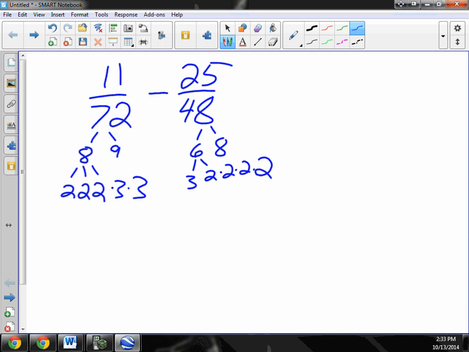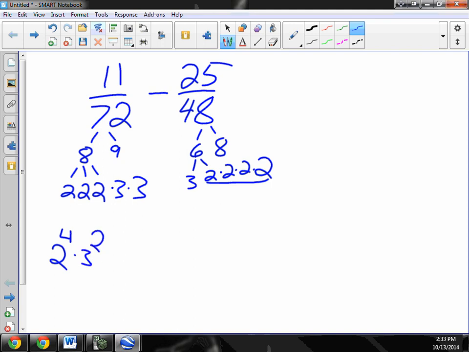So what is my common denominator going to look like? 2 to the... Right, you pick the greatest multiplicity, because your common denominator has to have everything that's in both sets. So if I said the common denominator had 2 to the third, then I would be lacking a 2 on this side. So 2 to the fourth times 3 squared.